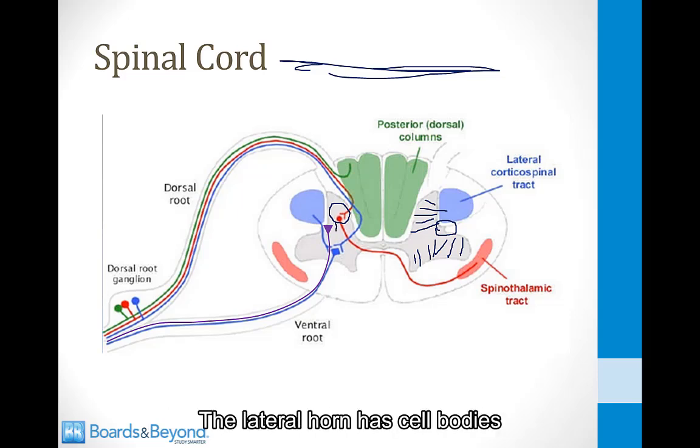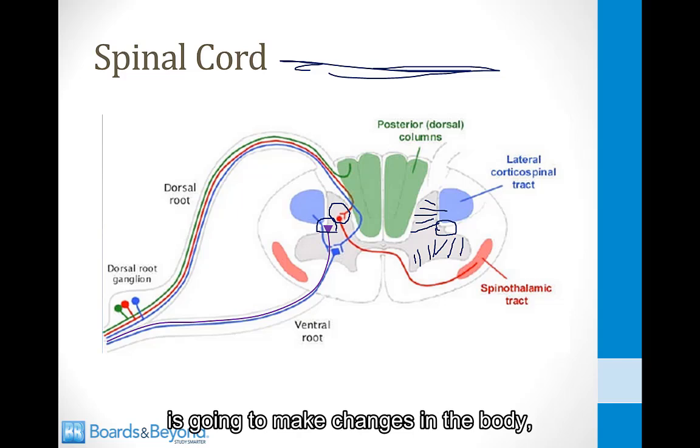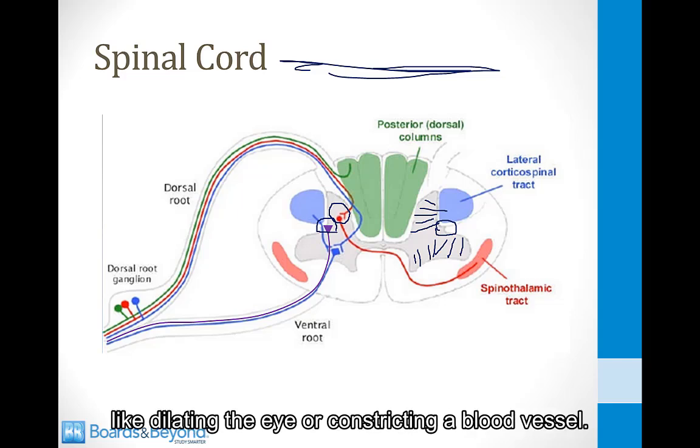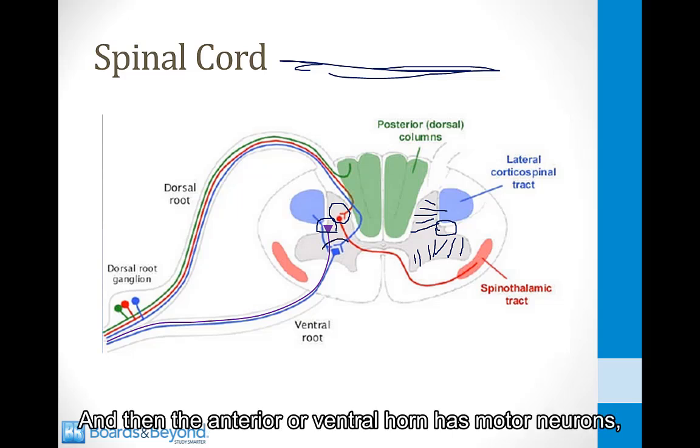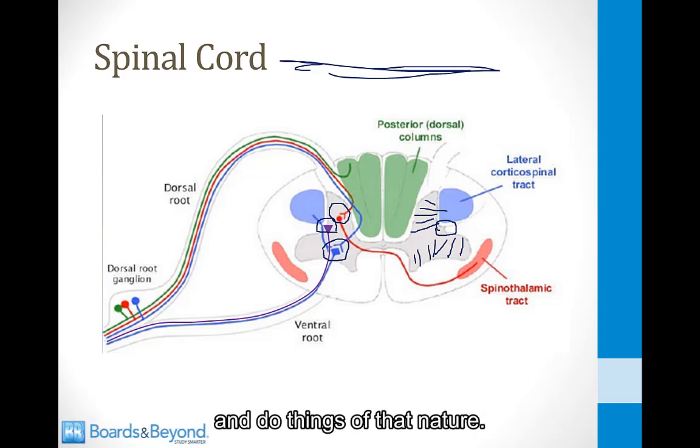The lateral horn has cell bodies for the sympathetic nervous system. This is the way the sympathetic nervous system is going to make changes in the body, like dilating the eye or constricting a blood vessel. And then the anterior or ventral horn has motor neurons, which are going to go out and make muscles contract and do things of that nature.